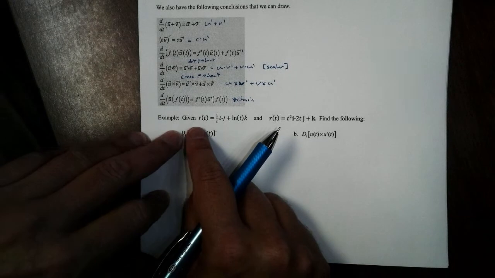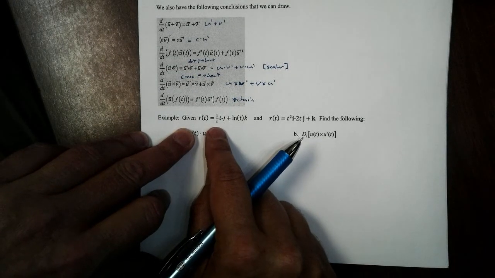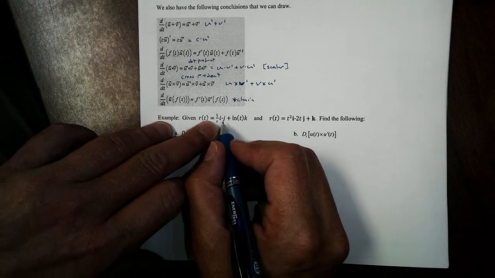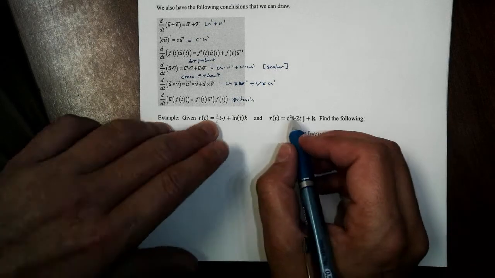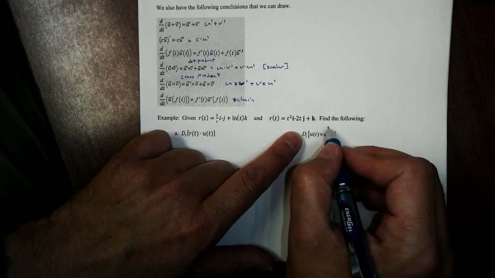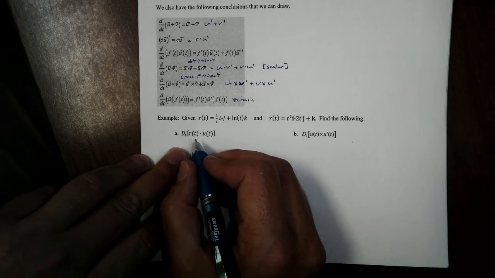So we have an example here. Given u of t is 1 over t i minus j plus natural log of t k, and r of t is t squared i minus 2t j plus k. What we're asked to find is the derivative of the dot product.